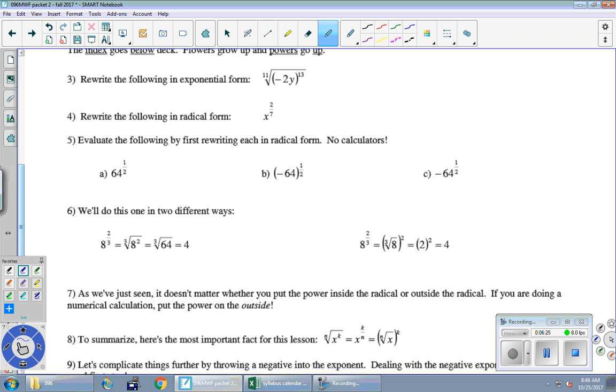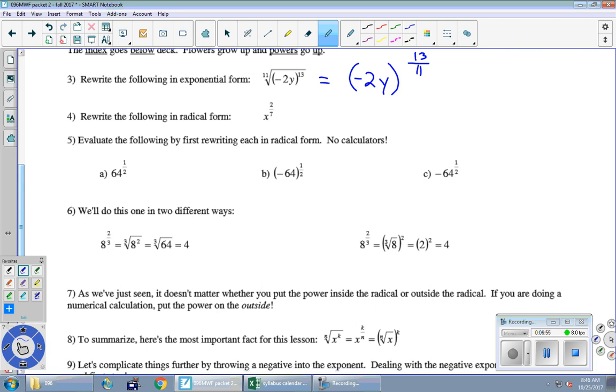All right, let's do 2 examples. Let's rewrite this radical, 11th root of negative 2y to the 13th. That is equal to negative 2y raised to the, you see a radical, you can write it as a fraction power. The index goes below deck, power up. So put the 11 and the 13 in the right spots. Hopefully we all got 13 over 11. It's okay.